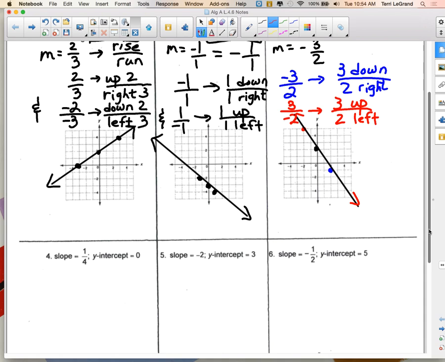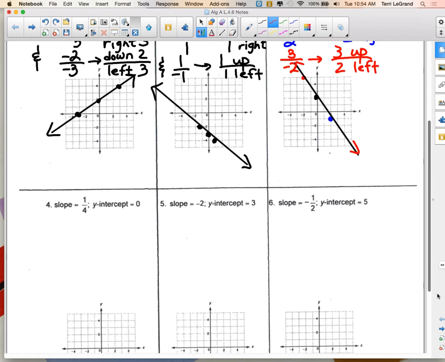This is huge that we can do this correctly. Because you're gonna graph the rest of your math courses. And you're gonna have to know how to do this. Even in geometry. Not just algebra. Okay, then let's go on to number 4.